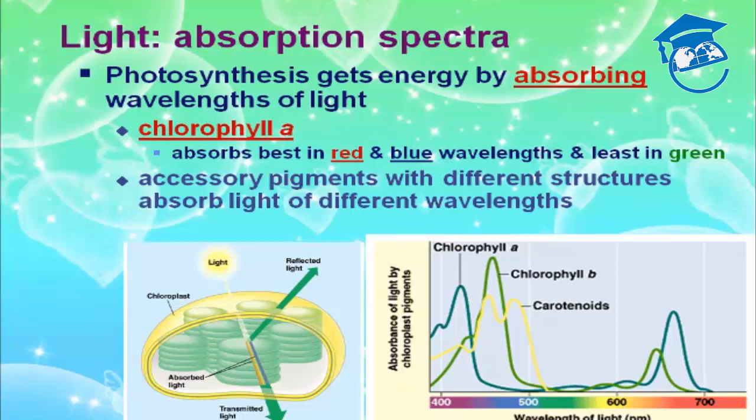So this is the wavelength of light, which is plotted on the x-axis, and on the y-axis, the absorbance of light by chloroplast pigment is seen. This blue one is representing chlorophyll A, chlorophyll B is this green one, and the yellow one is your carotenoid. Now here's where it could get a little confusing, because not all chlorophylls are created equal.